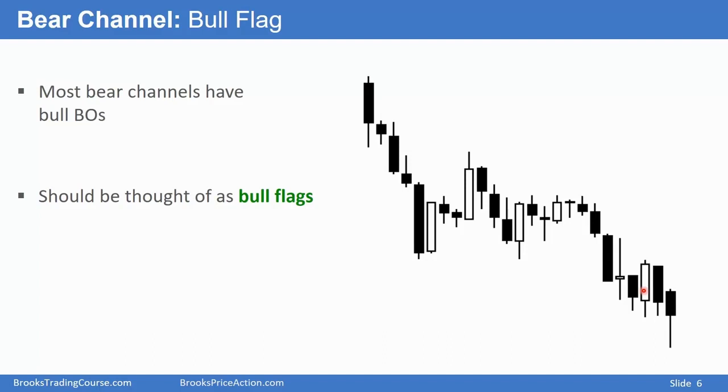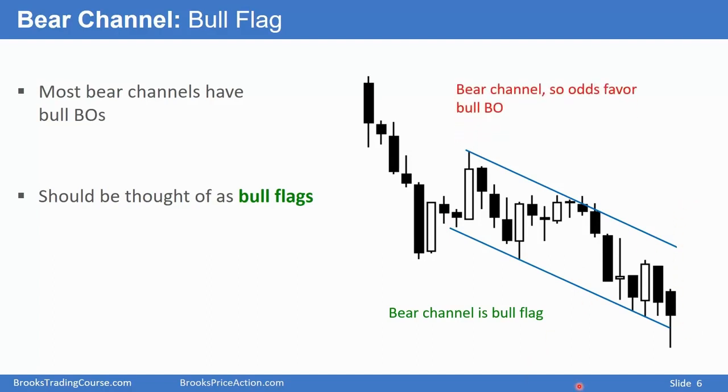And the same is true for bull channels, whether or not it's a bull channel in a bull trend or a pullback in a bear trend. Traders should see them as bear flags and expect a bear breakout. We have a bear trend, bear breakout, and channel. However, I always think of it as a bull flag because the odds are it's going to have a bull breakout. Bear channel, bull flag, because probably we'll have a bull breakout, which it did here.